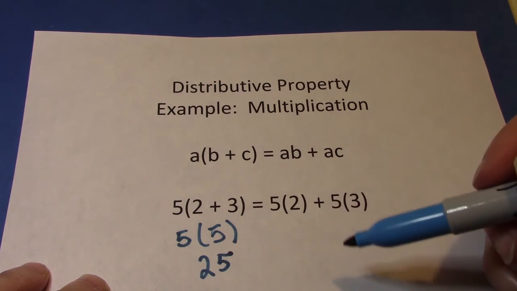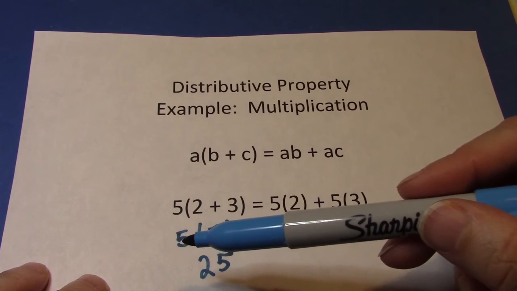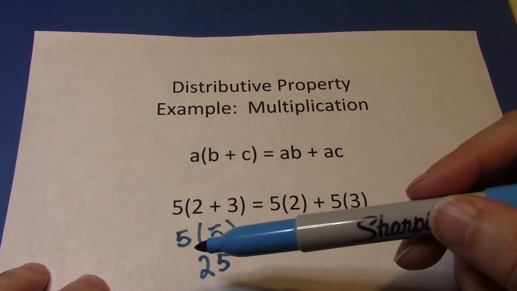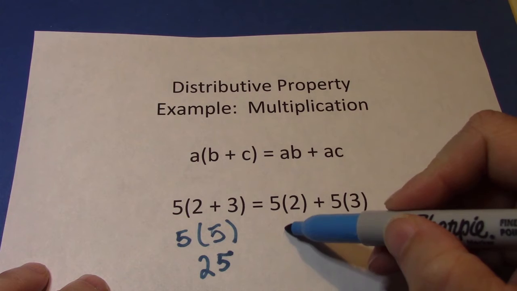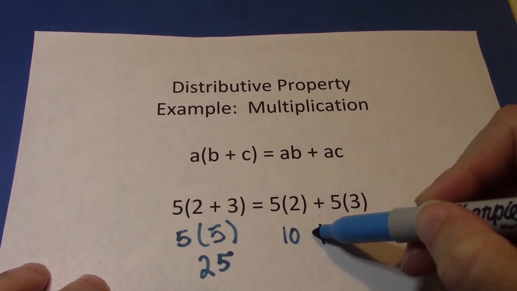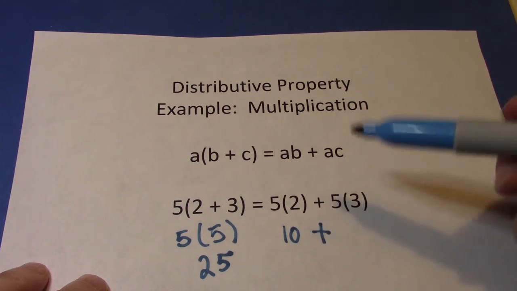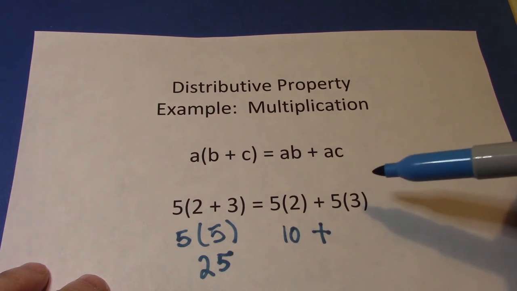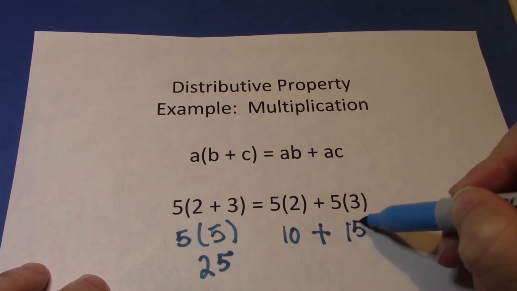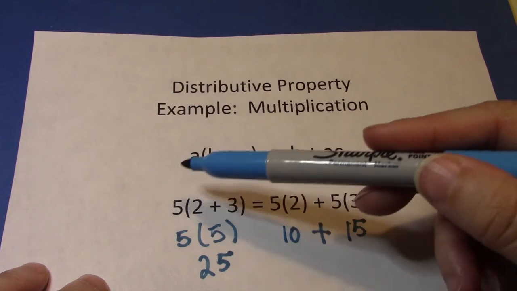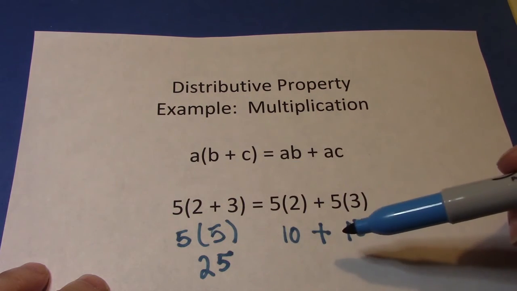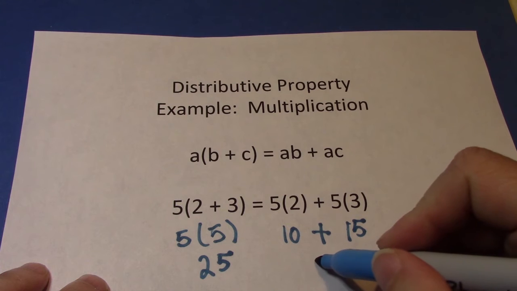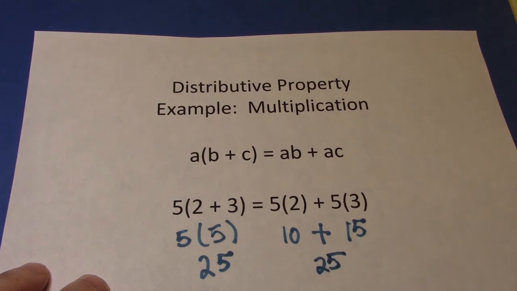But with the distributive property, that says that we can do the multiplication first as long as we do it to both terms. So 5 times 2 is 10, plus, we still keep that sign, 5 times 3 is 15. So what we did is we multiplied the 5 times 2 and then the 5 times 3. We're adding those together. 10 plus 15 is 25.